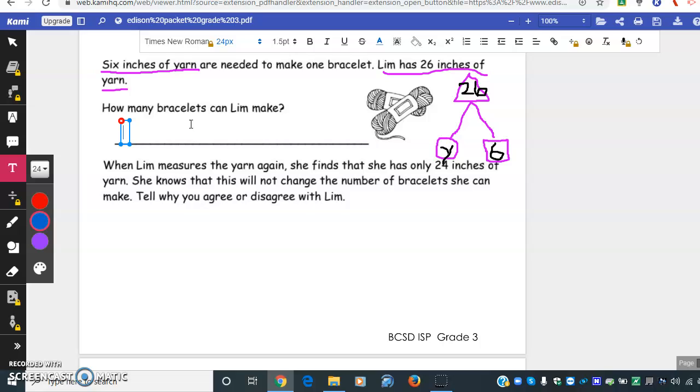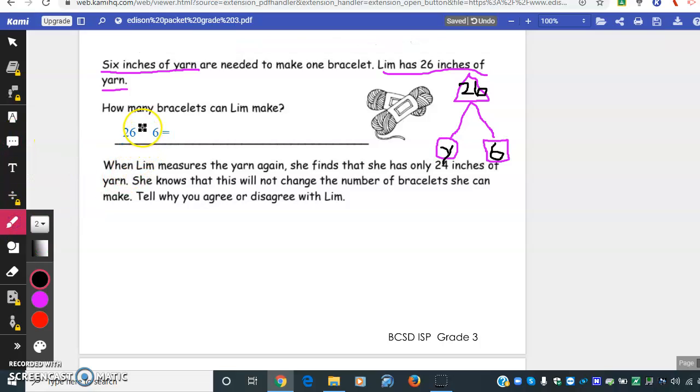I've got 26 divided by 6. And you're probably wondering, Mrs. Knight, why didn't you actually add in the division sign? I don't want to go digging for a symbol right now, so I'm just going to draw it in. Okay.